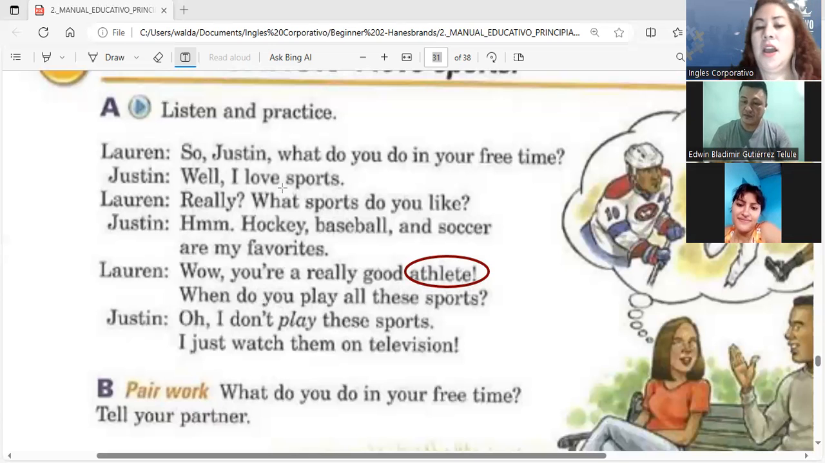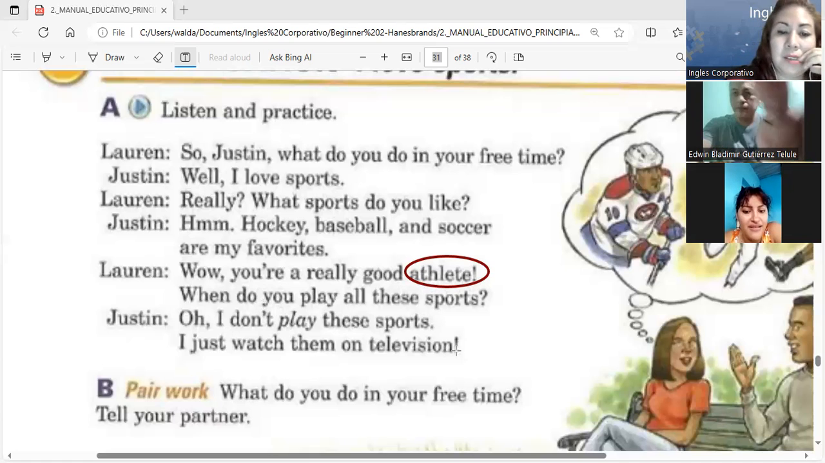Okay, very good. All right, again, let's practice this word. Athlete. Athlete. Athlete. Okay, very good.